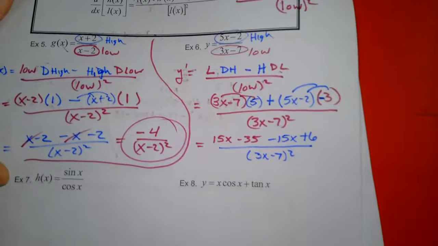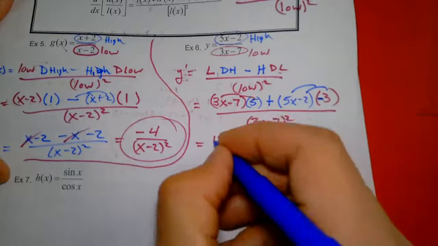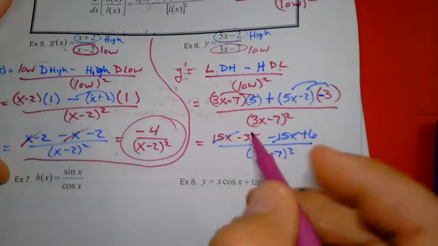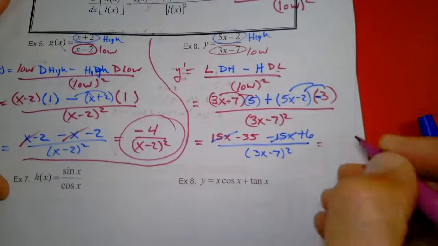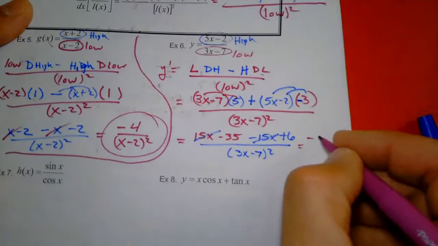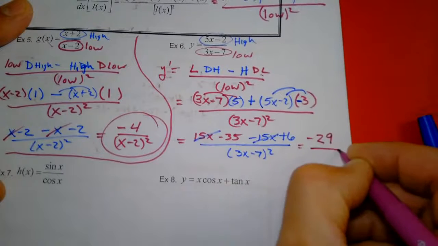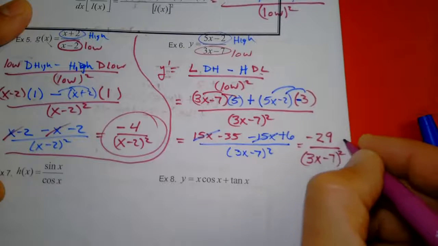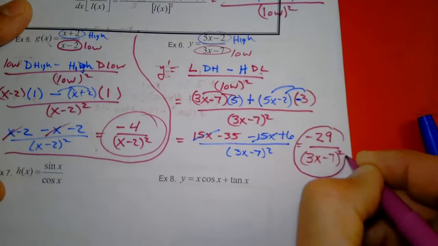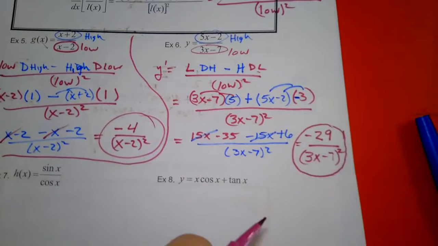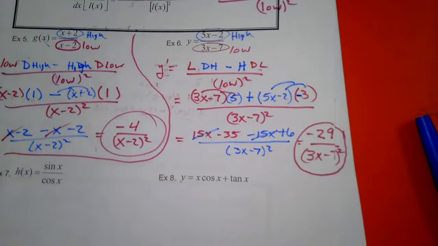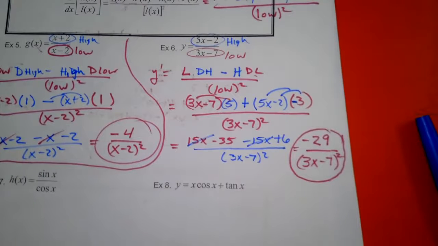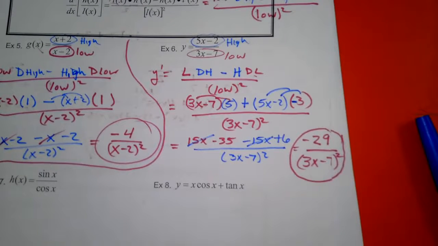And then we simplify the top. 15x and negative 15x are going to cancel. And what's negative 35 plus 6? Negative 29. You guys okay with that? And that leaves me with 3x minus 7 quantity squared. So final answer: negative 29 over 3x minus 7, quantity squared. Woo! That's not so bad, right? Any questions?